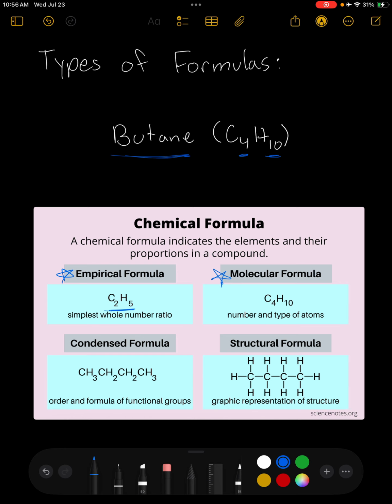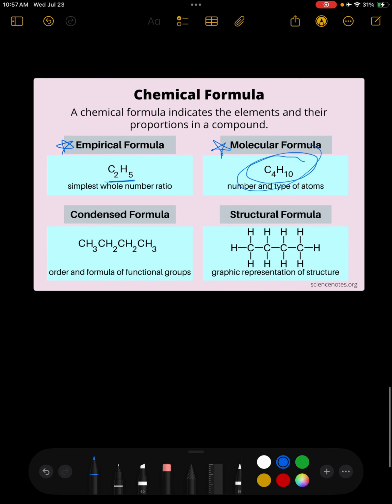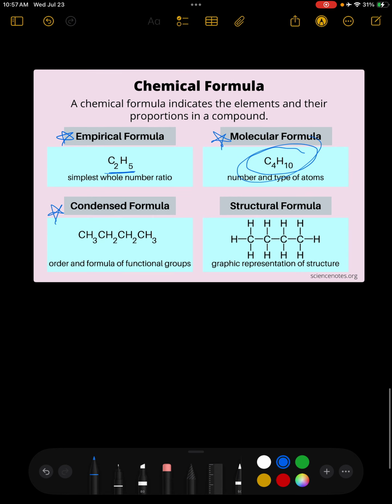Molecular formulas are just the chemical formula. They tell you the exact number and the exact type of atoms that are present. So this one is probably one of the most common ones that you're going to see. A condensed formula like this is another way to write a molecular formula so that it kind of shows you the overall structure of that molecule without actually writing out the structure like you're seeing here.